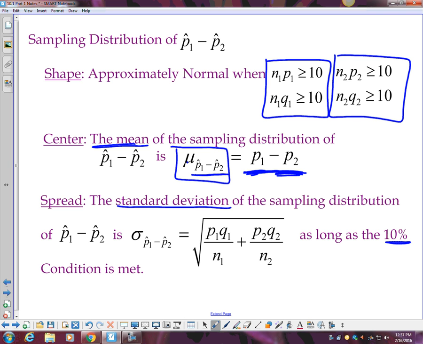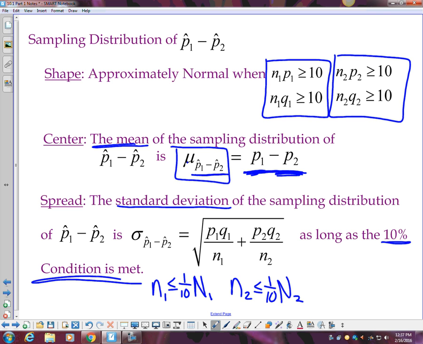So the first thing I want to point out is that your 10% condition has to be met. Well, you have to show the 10% condition for both samples. So once you show that, then your standard deviation for P hat sub 1 minus P hat sub 2 equals the square root of, and then you've got both standard deviations under the square root with a plus sign on it. And I'm pretty sure that exact formula is on the back of your formula sheet.